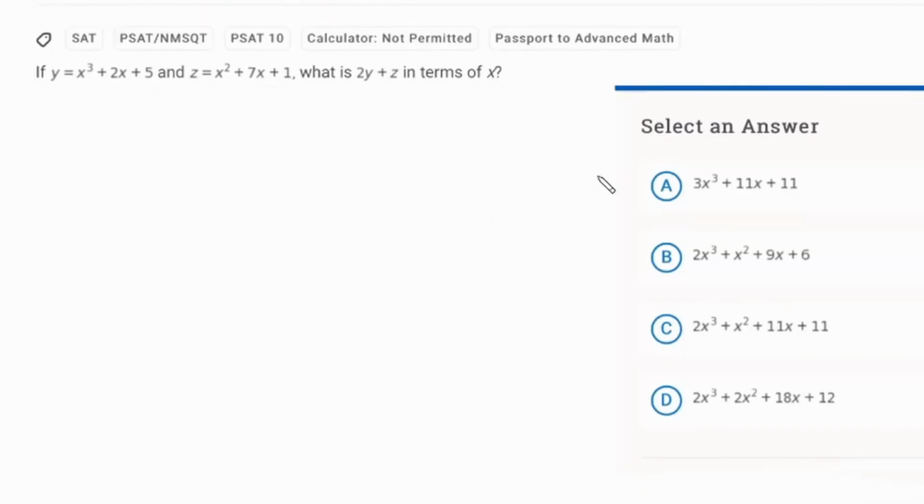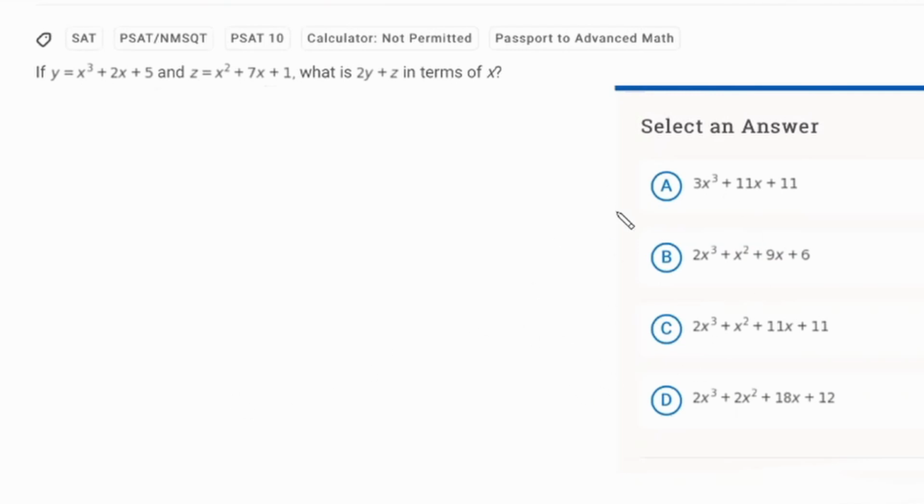SAT math tricks. This first one is all about speed. Don't solve the entire problem unless you have to. So in a multiple choice test, you can eliminate answers as you solve the problem. You don't always need to solve the entire problem.